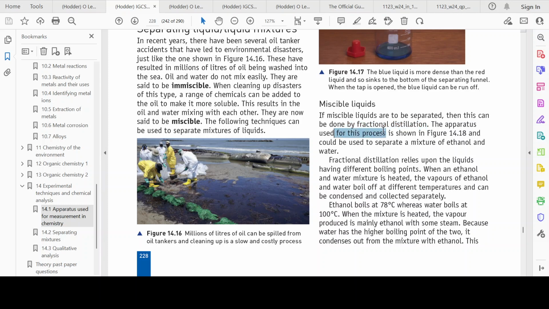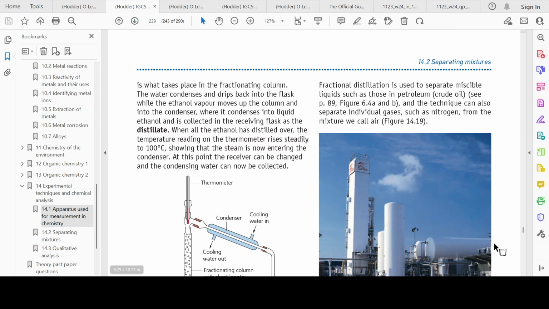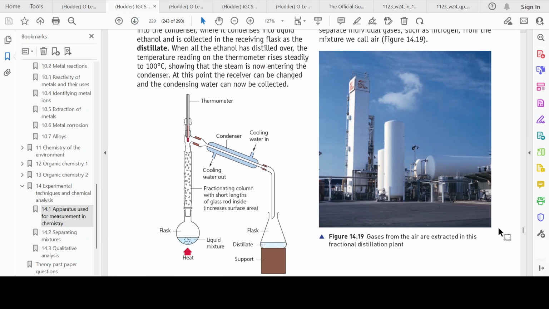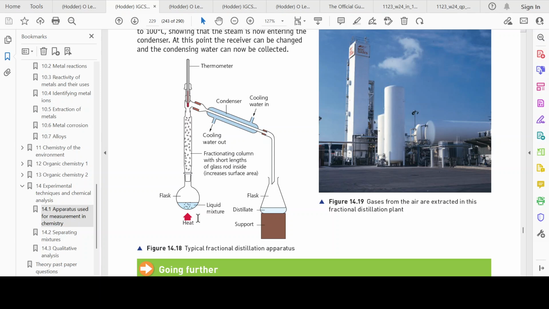So the apparatus used for this process, you can do that in the laboratory as well. It's shown in figure 14.18 on the next page, and could be used to separate a mixture of ethanol and water, right? So ethanol and water, that's alcohol and water, can also mix together. This is the setup, just to show that quickly. So you've got the mixture over here, you're heating it, right? It depends, right? So this depends on the boiling point of the two liquids, and they should be considerably different.